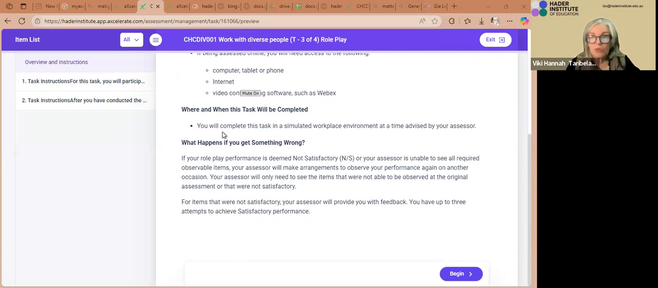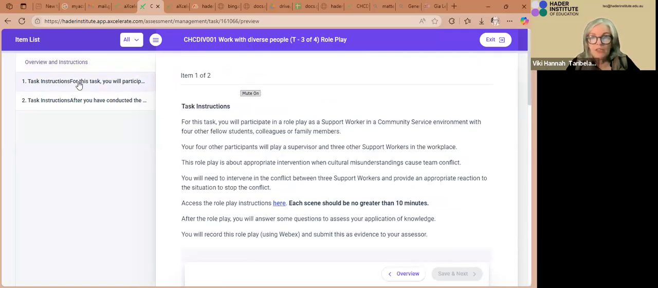So you'll do it in your own time, but of course we invite you to be in class next Wednesday. Let's have a look at our instructions. So in the first part, you can see here, there's part 1 and part 2, and I'll walk you through both of those, which is after you've conducted it.